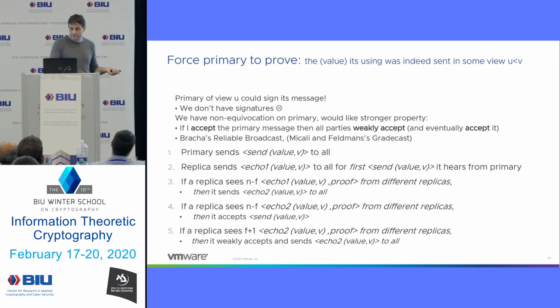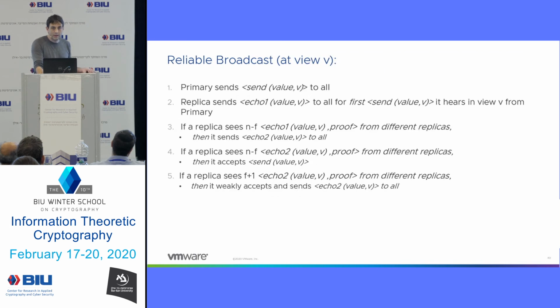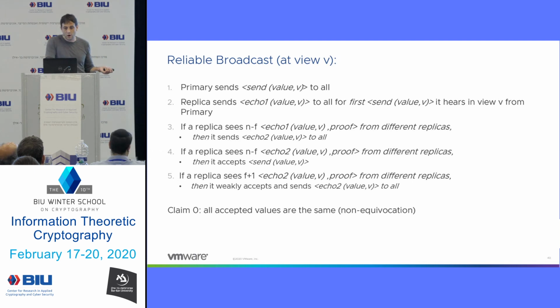So we will prove in a second these 3 properties. The first one is that all the accepted values are the same. That's non-equivocation. That we proved already. Yeah, you have a question? Oh, that's a bug. Ignore it. Sorry. So some cryptography crept into the information theoretic. Yeah, but everything here is information theoretic.